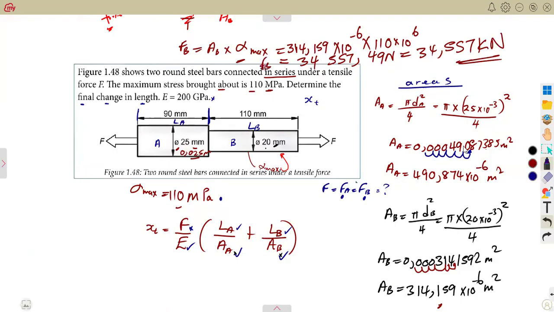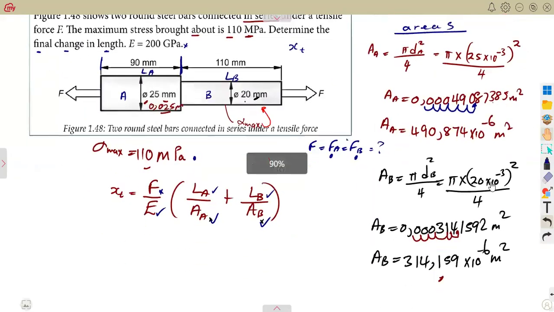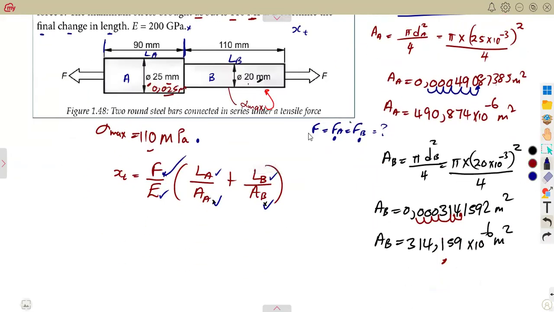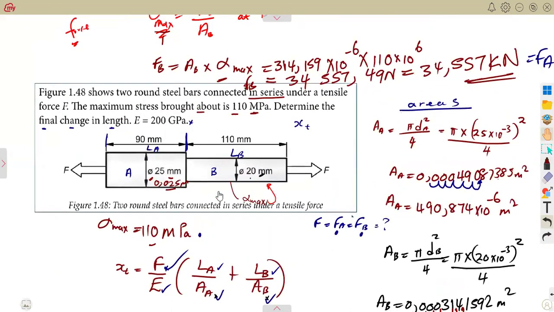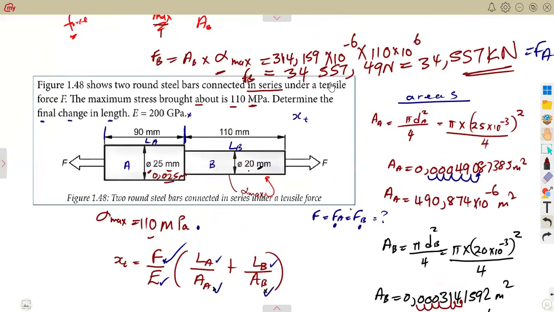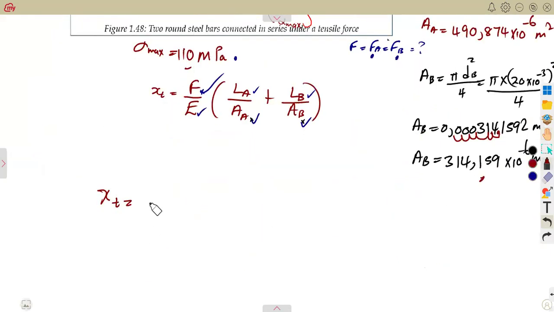If it is the force at B, it is also the force at A. Remember, this is the same. So this is our total force. With this information, guys, we've got everything. Now the total extension, the total change in length, can be calculated: force over Young's modulus. What is our force? We calculated this, 34.557 kilonewtons. Then the Young's modulus is 200 gigapascal. You are given that. We just have to substitute into the formula now.